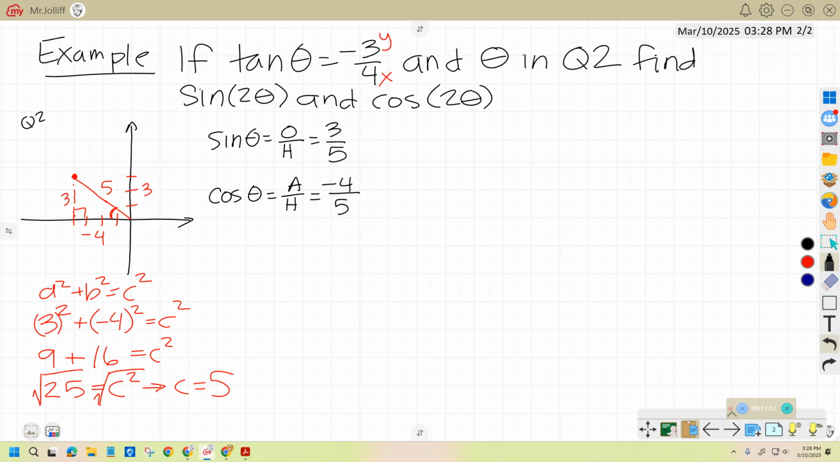SOHCAHTOA, Pythagorean theorem, like math 2 trig. Seen it before. Nice and comfy. And now we take the nice comfy math 2 trig and we marry it to the fancy pre-cal trig by using the double angle formulas. I don't want sine theta, I want sine of 2 theta. So you go up to the top of your page and you pull from your trig toolbox. Sine of 2 theta is 2 sine theta cos theta.